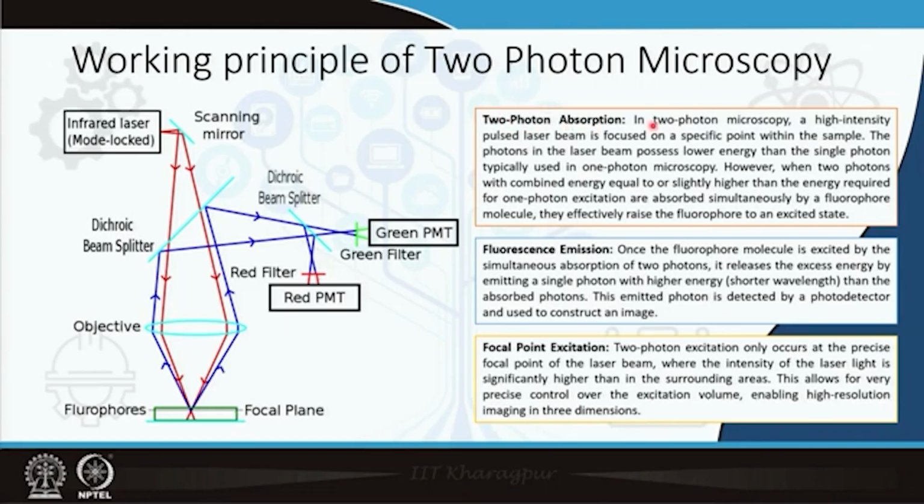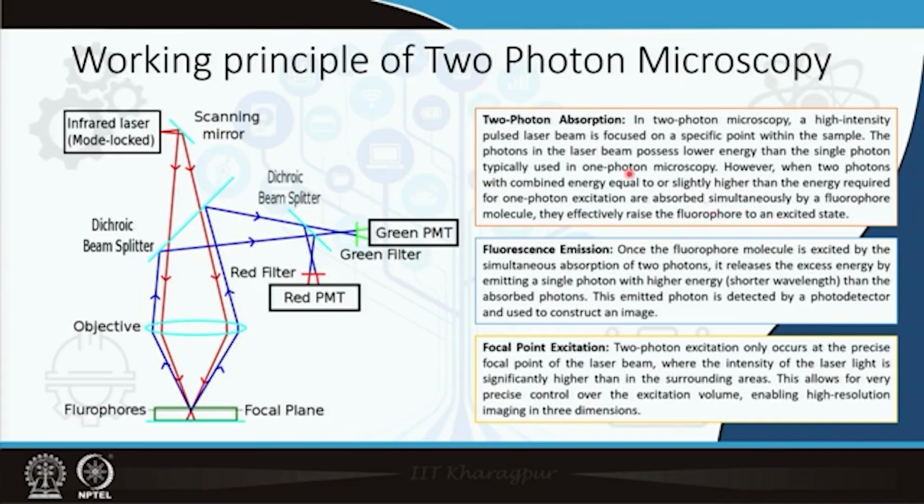just to go through two photon absorption, a high intensity pulse laser beam is focused on a specific point within the sample, being your brain tissue. The photons in the laser beam possess lower energy than the single photon typically used in one photon microscopy. However, when two photons with combined energy equal to or slightly higher than the energy required for one photon excitation are absorbed simultaneously by fluorophore molecules, they effectively raise the fluorophore to an excited state.